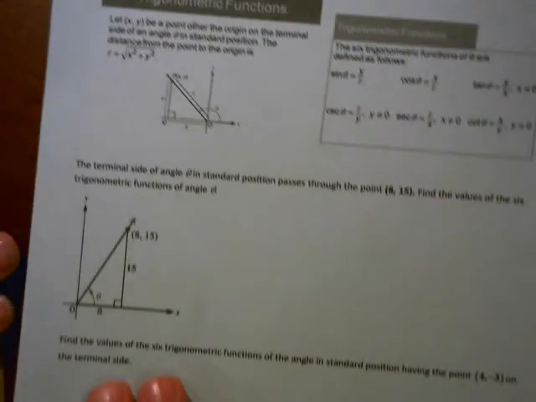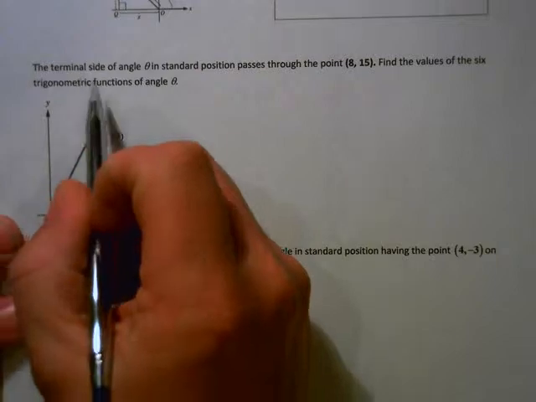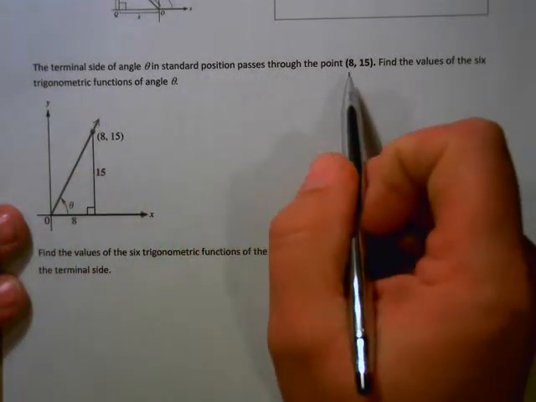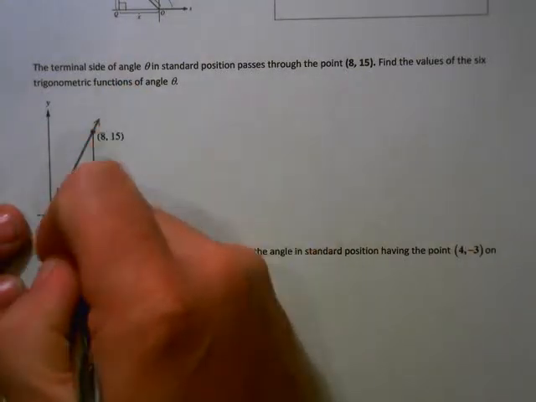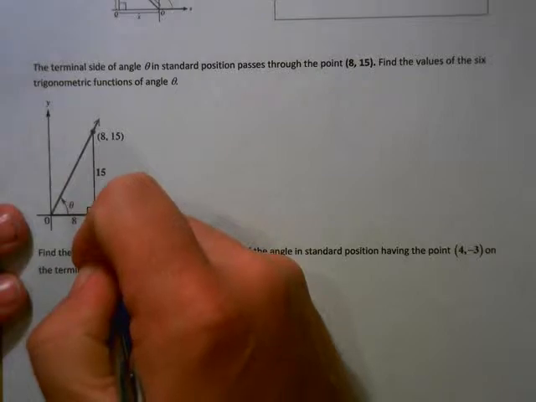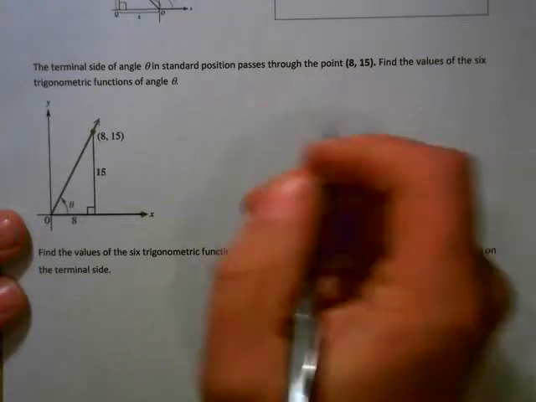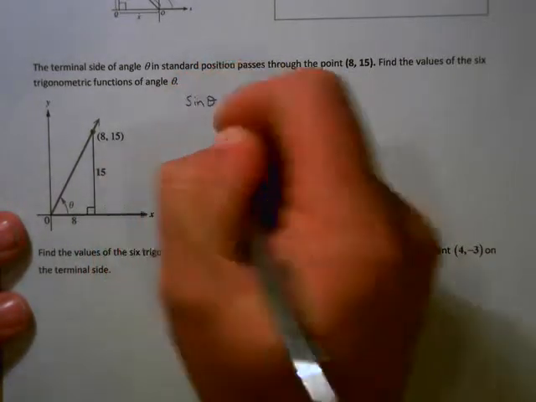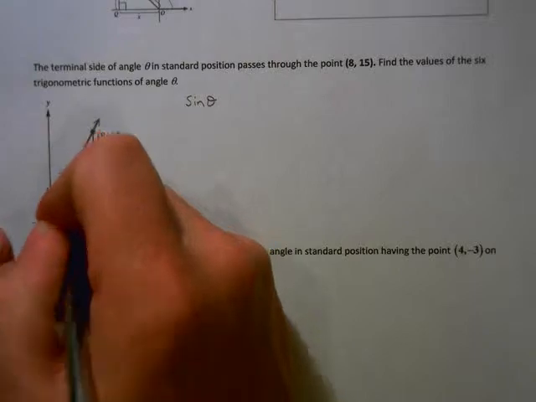Now, if we're looking for all 6 trig functions, and the terminal side of angle theta in standard position passes through the point (8, 15), that's saying x is 8, we're coming over 8 and up 15. So we're going to have our diagram here, and now we have to find the sine of that angle. Notice we don't need to know the angle, but before I can find out what sine is, I need to know what this other side is.